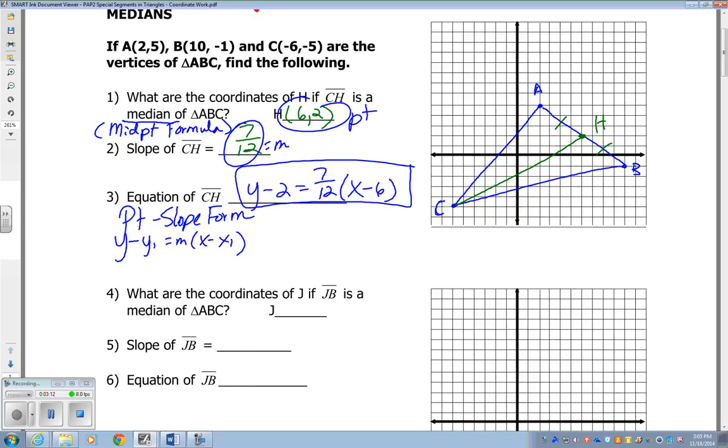Anyone see the coordinate of J? Raise your hand if you have it. Hayden. Hey, you just got here. Yeah, it's right here. Negative 2, 0. That's my J.